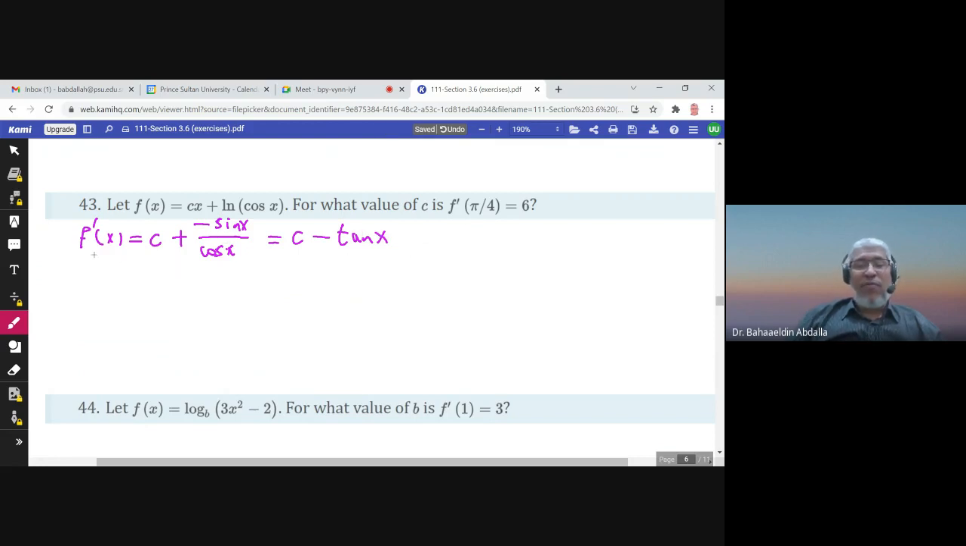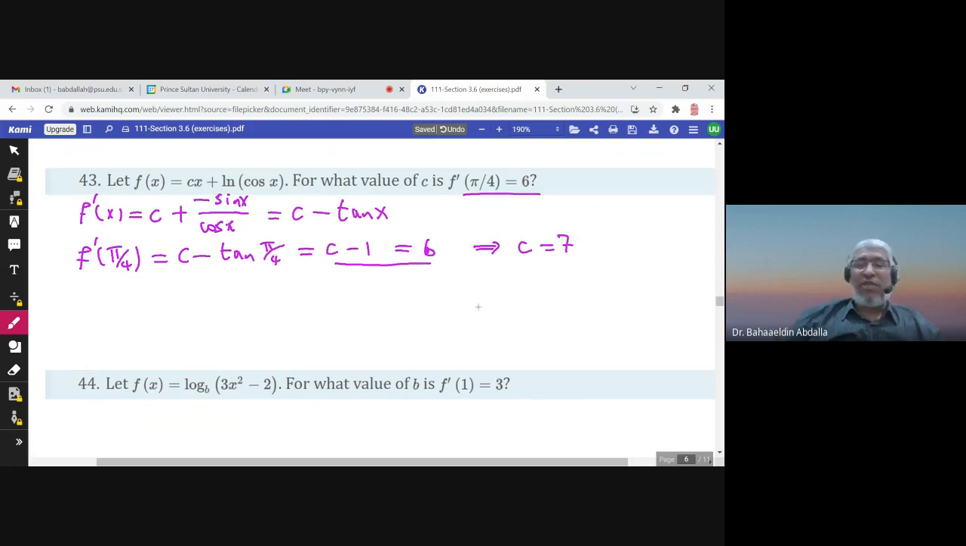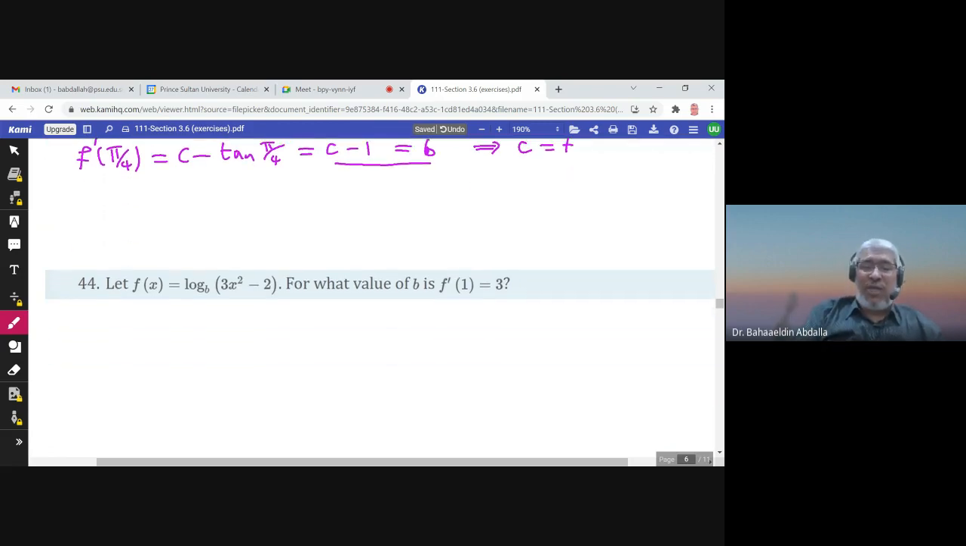But now f prime of pi over 4, I can obtain this by replacing x by pi over 4. If you check your calculator, tan pi over 4 is 1. So f prime pi over 4 is c minus 1. It should be equal to 6 according to the question. So c minus 1 is 6. This means c is 6 plus 1, or 7. So this is the value of c that makes f prime of pi over 4 equals 6.